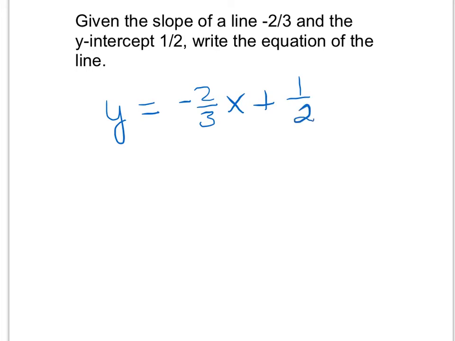If we wanted to graph it, we'd plot the 1/2, we'd go a half a block up from the origin, and then down 2 full blocks and right 3.